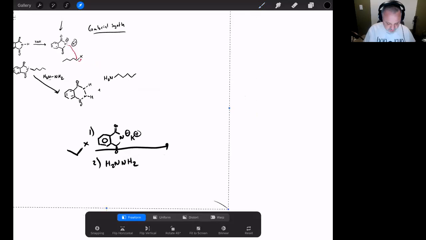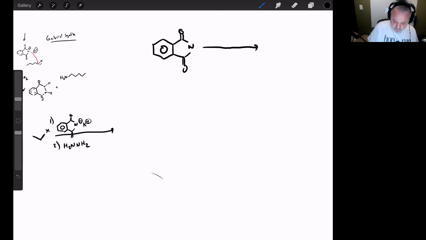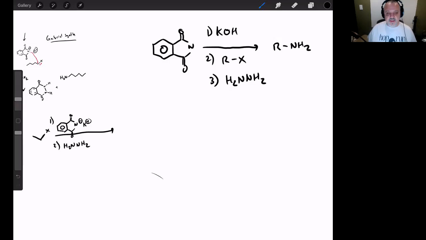You might also see it from a different perspective. You might see it from the perspective of the phthalimide. So we can start by showing you the phthalimide, and we might react that first with sodium hydroxide or potassium hydroxide, and then react that with an alkyl halide. And then work it up with hydrazine, and then that should create our R-NH2 as the final product.